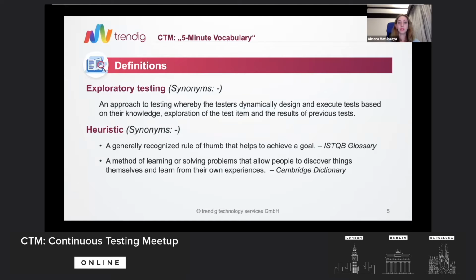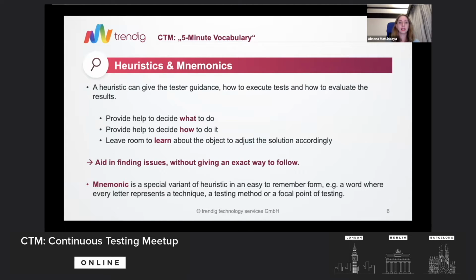The next definition, from the Cambridge Dictionary, is a method of learning or solving problems that allows people to discover things themselves and learn from their own experience. The last definition, from the Cambridge Dictionary, is not related to testing. You can also use heuristics for other parts of your life. But let's look at how heuristics can actually help us in testing.